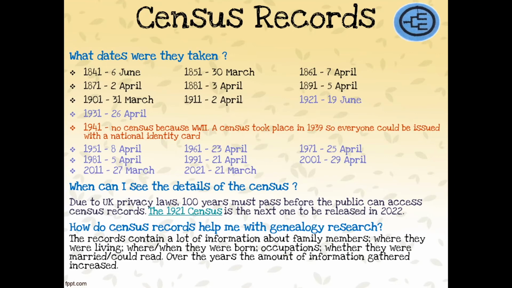Correct. There is a privacy law in the UK that 100 years must pass before these become public records. So you cannot access the records from 1921, even though we're in 2021, this census will not be released until next year, when 100 years have passed. Any ideas why you think they may have decided to wait 100 years before they released the information on this?